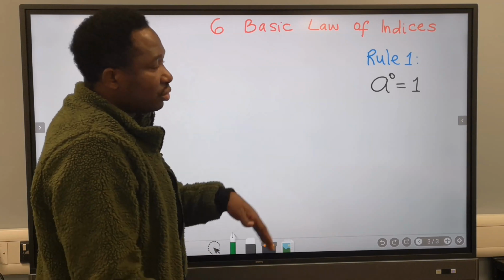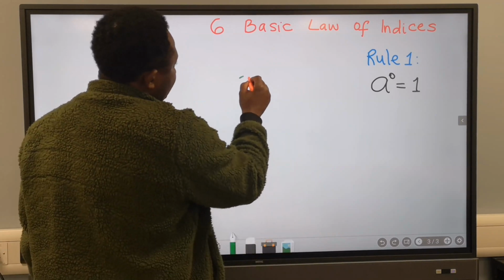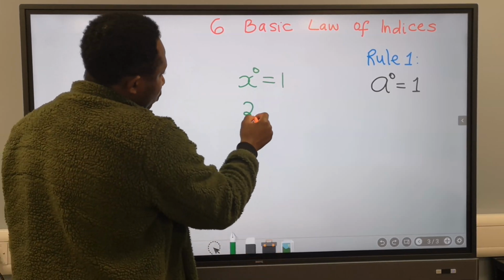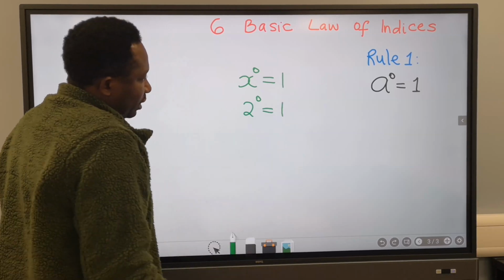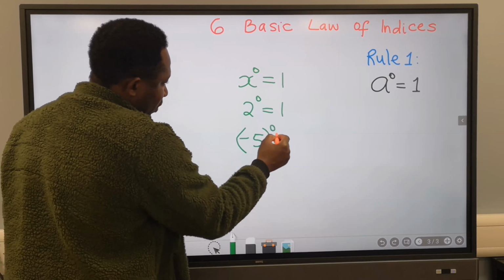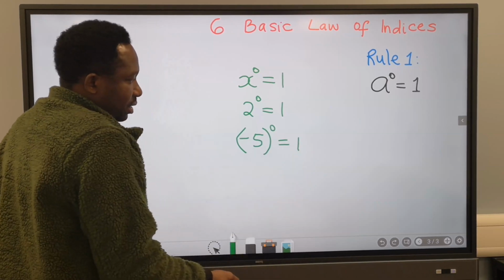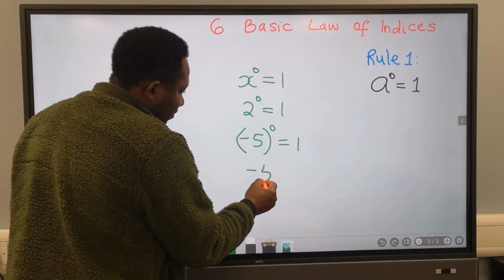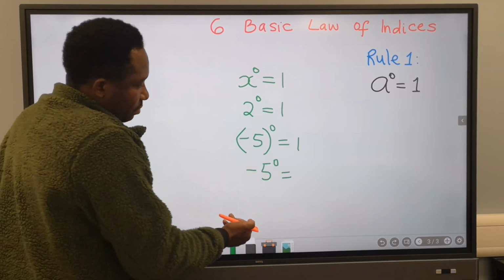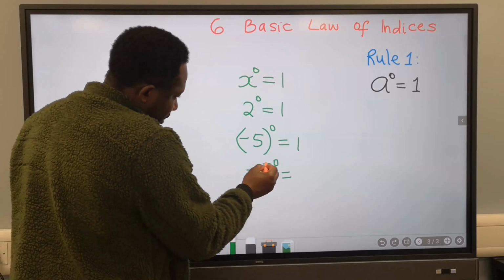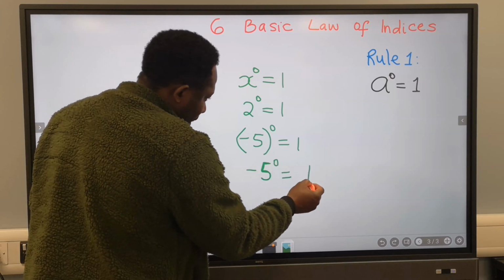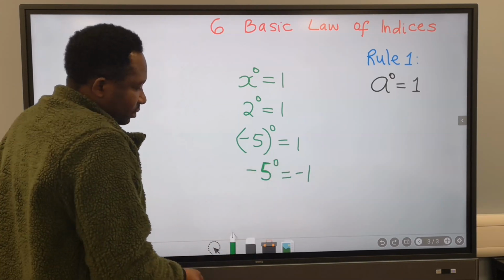In this first rule, for example, x to the power of 0 is 1. 2 to the power of 0 is 1. Minus 5 in bracket to the power of 0 is 1. However, minus 5 to the power of 0 is not 1 because this 0 is at the top of the 5 only. Hence, it is 1, but there is a minus here.